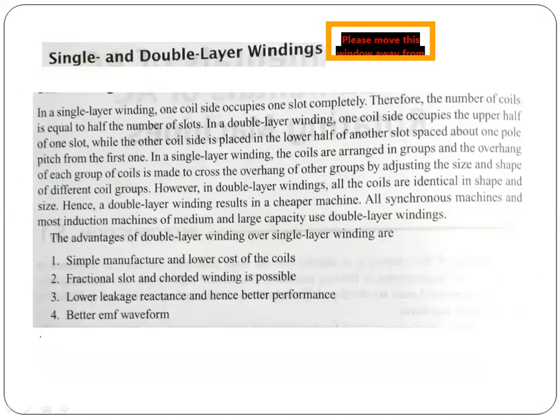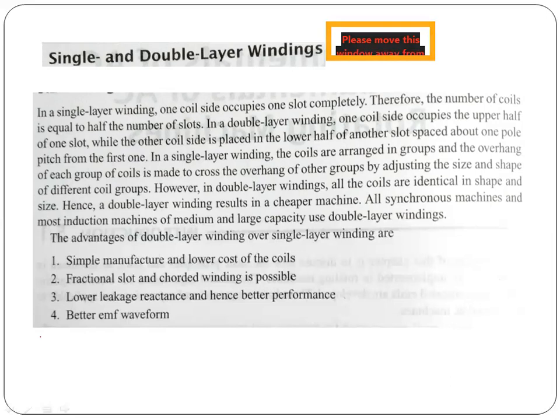Now, single and double layer winding. What do you mean by single layer winding and what is the meaning of double layer winding? In a single layer winding, one coil side occupies one slot completely. Therefore, the number of coils is equal to half the number of slots. In a double layer winding, one coil side occupies the upper half of one slot, while the other coil side is placed in the lower half of another slot placed about one pole pitch from the first one.